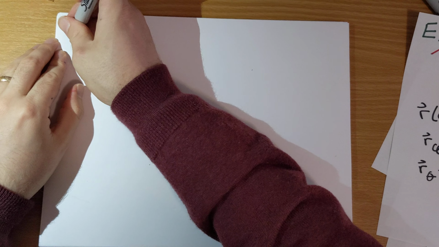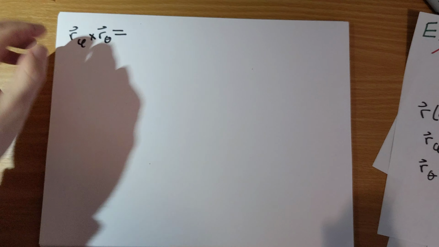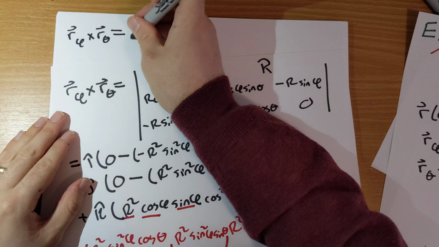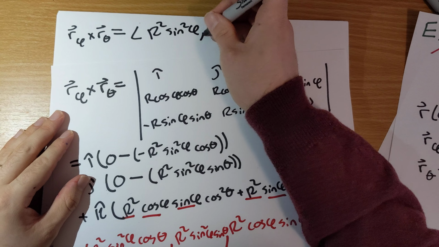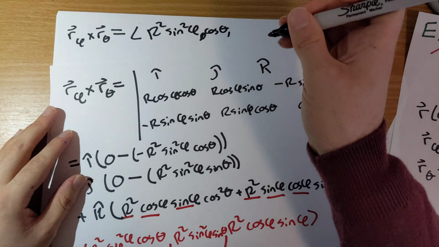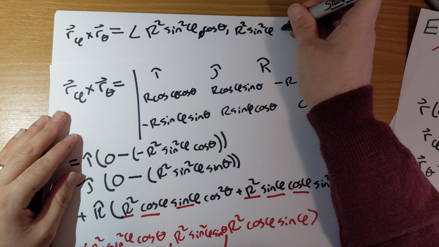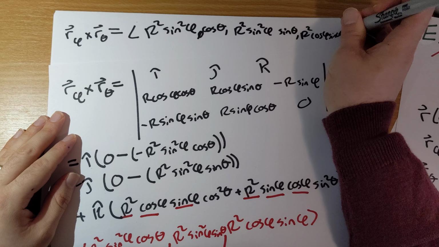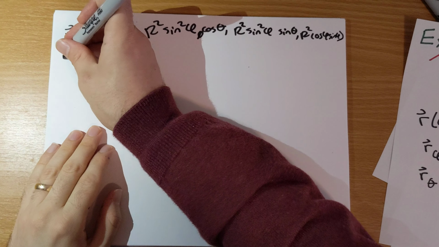Okay, so our cross product is going to be equal to this. Let me recopy it here. Remember, we don't actually care about the cross product itself, we care about the magnitude. So the next thing that we need to do is to calculate the magnitude.